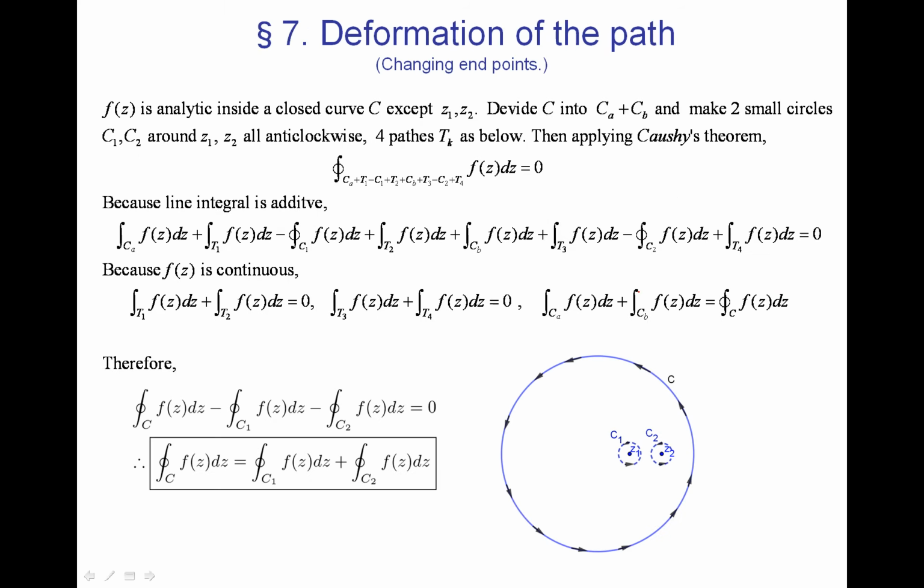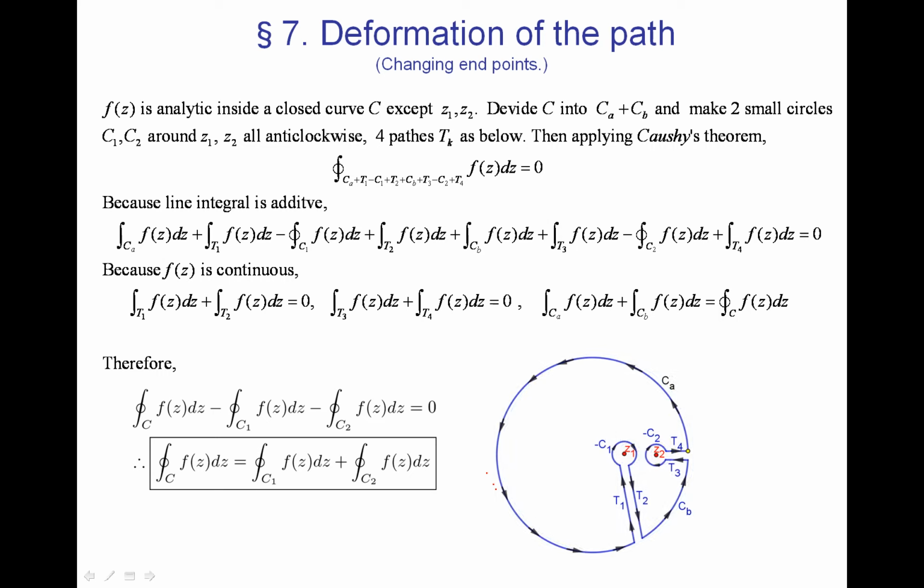Section 7, deformation of the path. f(z) is analytic inside C, except these 2 points, z1, z2. And we make tiny circles C1 and C2 like this. We also make this long path, but which doesn't have z1, z2 inside. So by Cauchy's theorem, this integration equals 0.